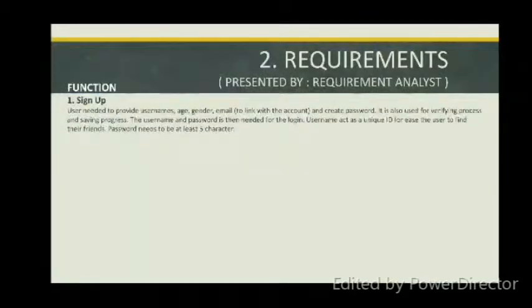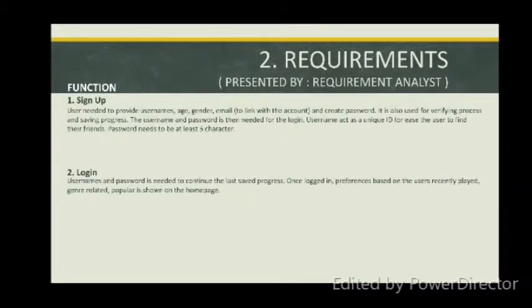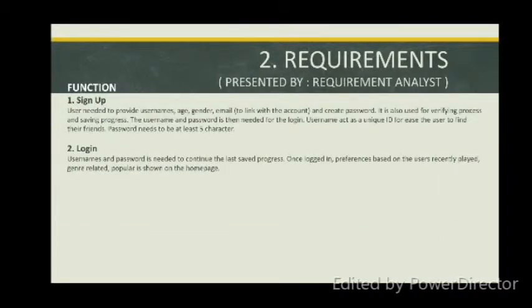Here are the functions that we have agreed to include in the system. First, sign up. Users need to provide username, age, gender, email, and create an account password. It is also used for the verifying process and saving progress. Second, log in. Username and password are needed to continue the last saved progress. Once logged in, preferences based on the user's recently played, genre related, and popular games are shown on the home page.